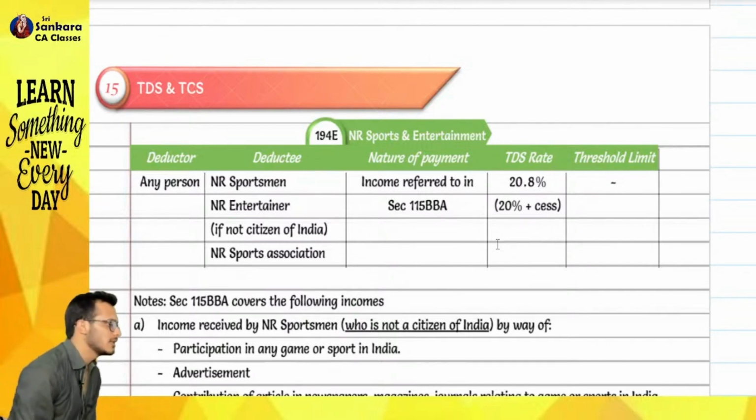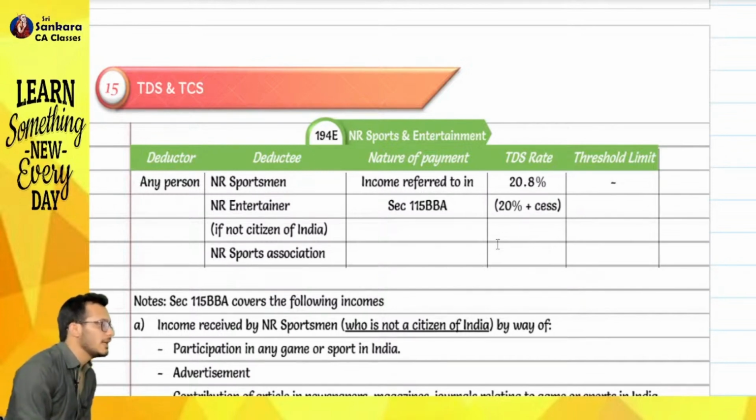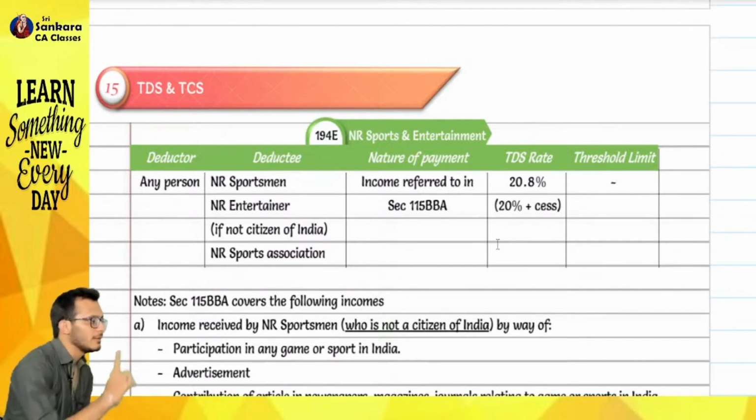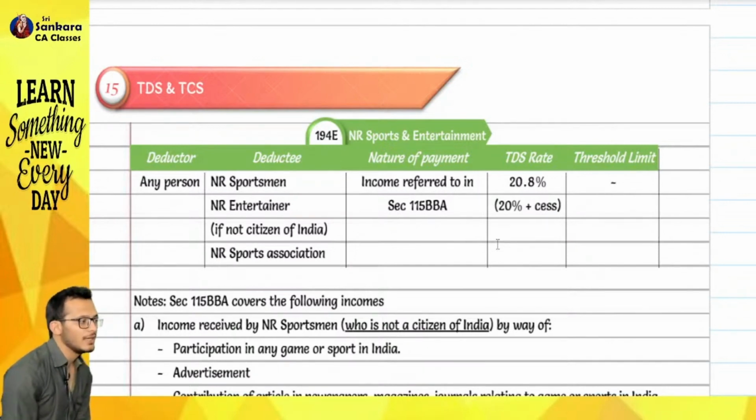Clear. Next provision is 194IA. Provisions say if you are going to sell an immovable property, whatever immovable property you are going to sell, on the consideration you deduct TDS at 1%, provided the consideration is 50 lakhs or more. If the consideration is less than 50 lakhs, no TDS. If it is 50 lakhs and above, TDS.